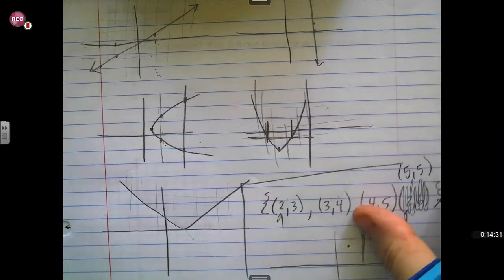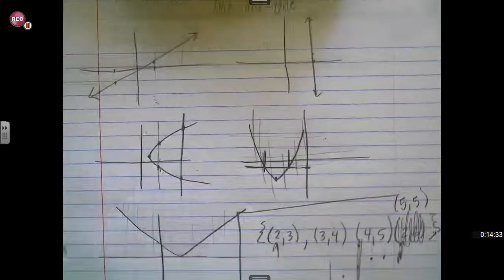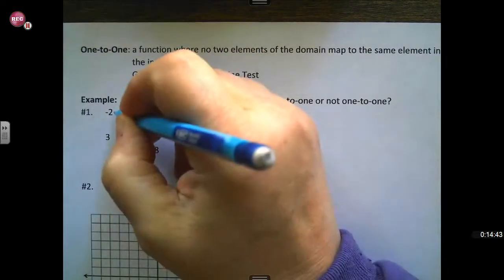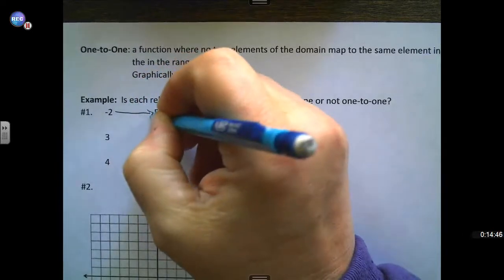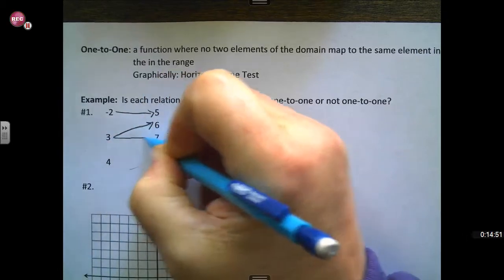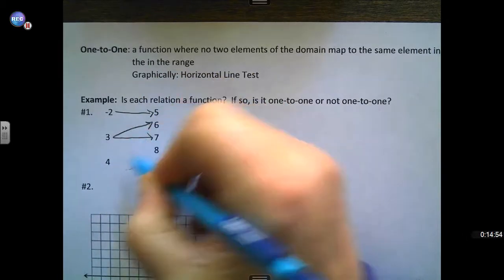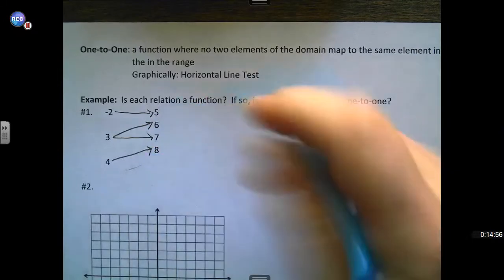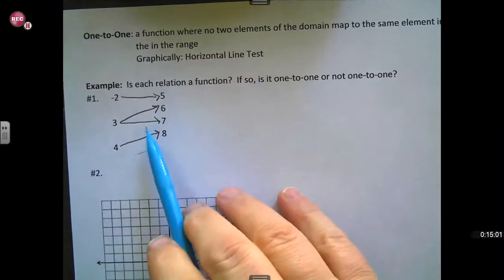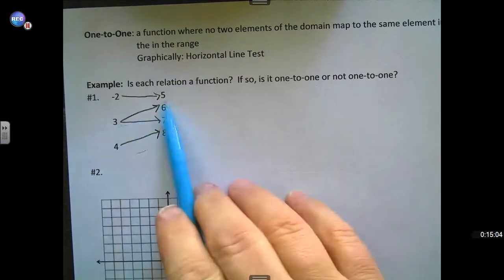Okay, so on paper, sorry. So another way they like to list a set of numbers is like this, where -2 gets mapped into 5, 3 gets mapped into 6 and 7, 4 gets mapped into 8. And because 3 is getting mapped into 2 different things, 2 different y values.